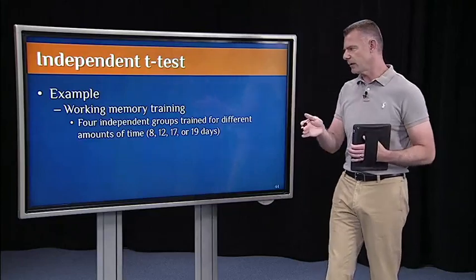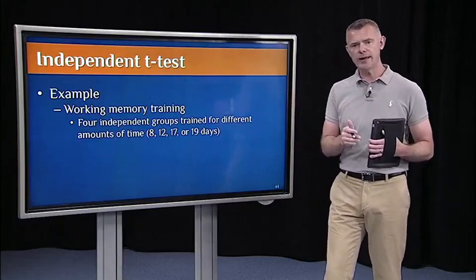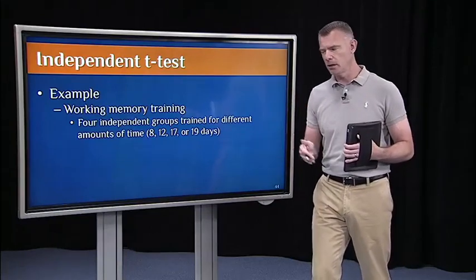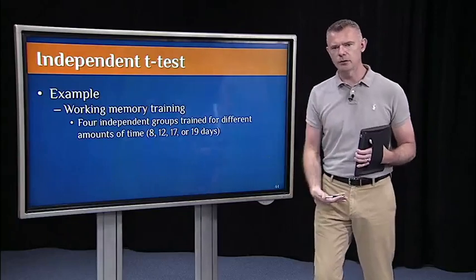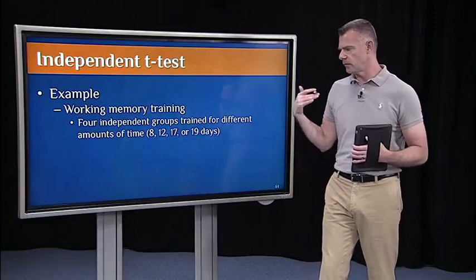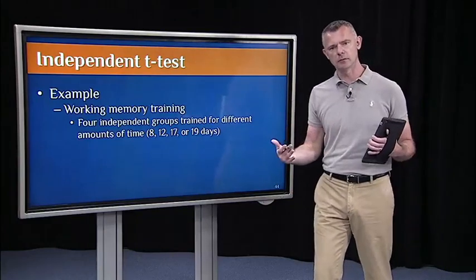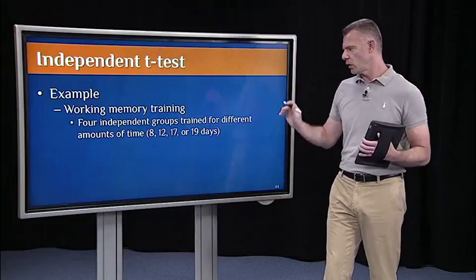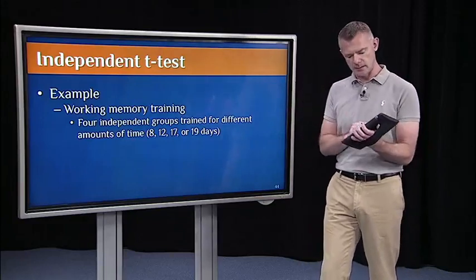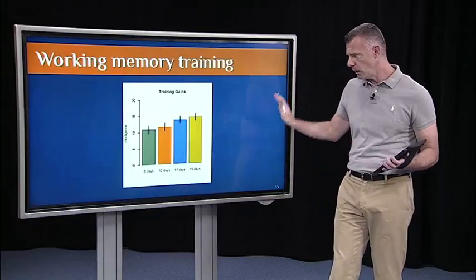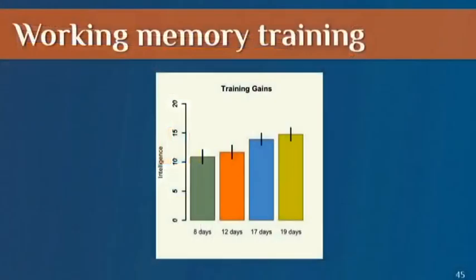The researchers actually had 4 different training groups, independent groups, that trained for different amounts of time. So some people came to the lab and they were randomly assigned to train for 8 days, some for 12, some for 17, some for 19. And those were independent groups of subjects. So we could do pairwise comparisons via independent t-tests. And to give you a preview, this is what the data look like.